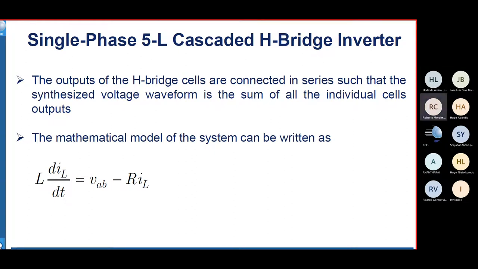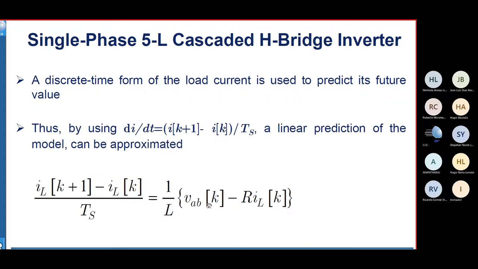The mathematical model of the system can be written in this form. A discrete time model of the load current is used to predict its future value. Thus, by using the discrete form of the derivative, where Ts represents the sampling time, a linear prediction of the model can be approximated in this form.